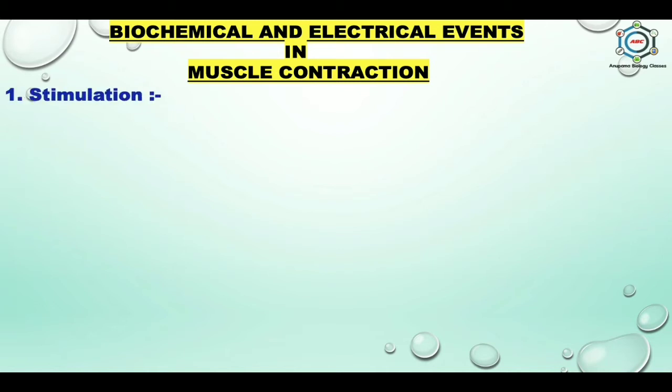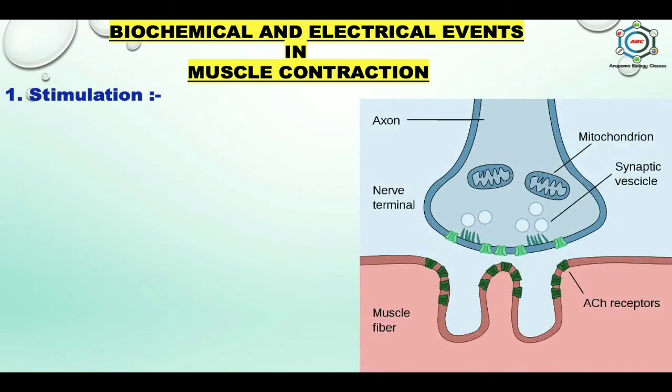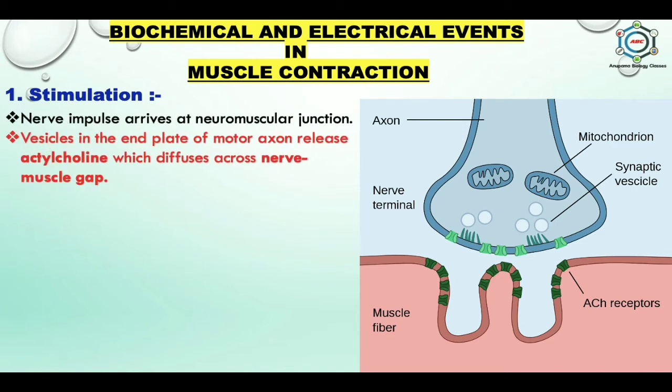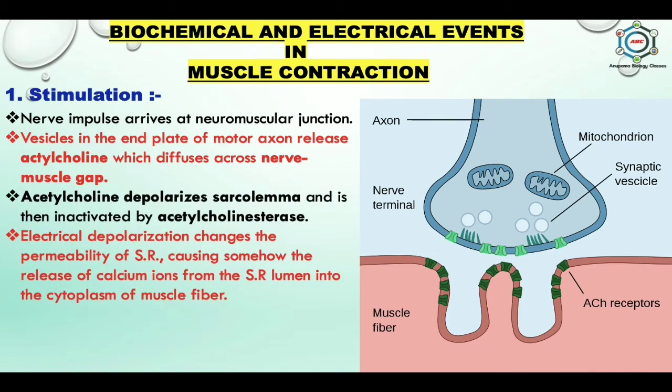So the first is stimulation. In this picture you can see the stimulation of the muscle fiber with the help of a motor neuron. Here the nerve impulse arrives at the neuromuscular junction, and the vesicles in the end plate of the motor axon release acetylcholine, which diffuses across the nerve-muscle gap. This acetylcholine depolarizes the sarcolemma and is then inactivated by acetylcholinesterase. Why? Because to check overstimulation of the muscle fiber. So because of this, the sarcolemma returns to the resting potential in the polarized state.